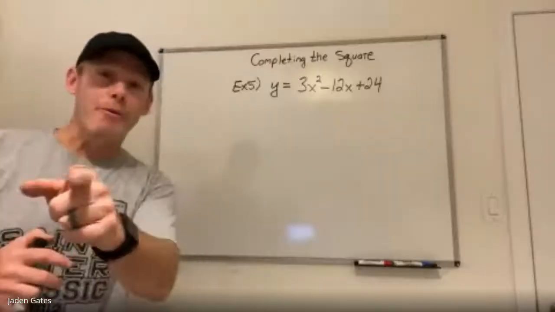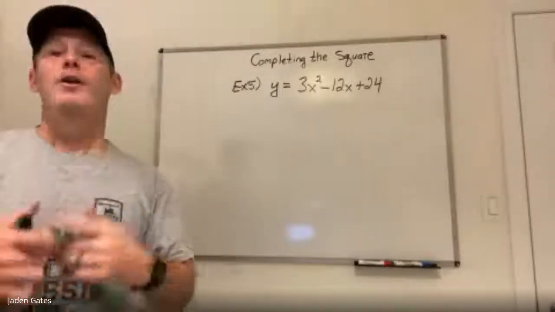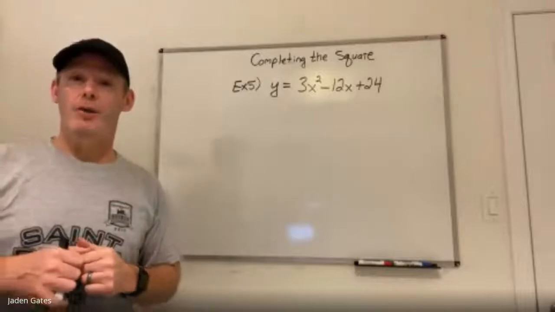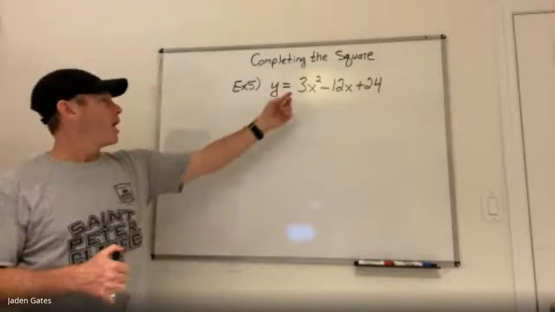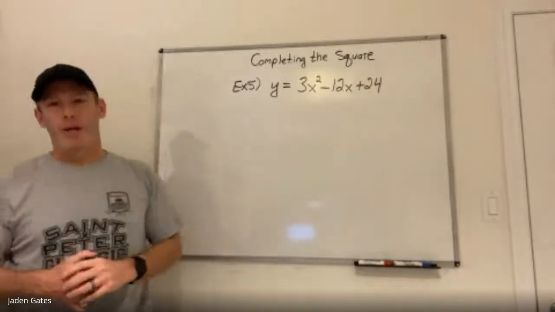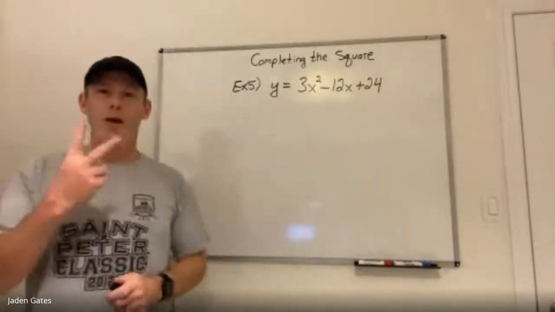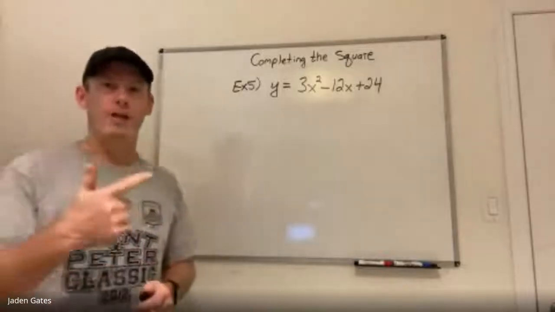Well, we had an a value before. It was 1. But this time, yeah, you're right. The a value is not 1. So here's what we got to do. A little bit of a change. I got this 3 in front of the x squared. What I'm going to do now is 2 extra steps. One at the start and one at the end.